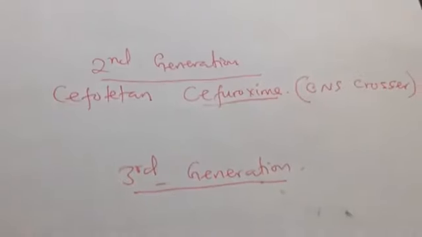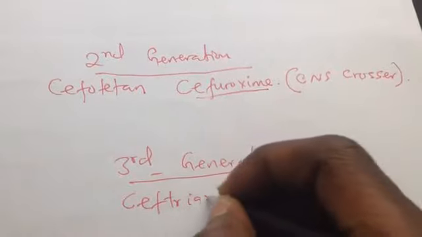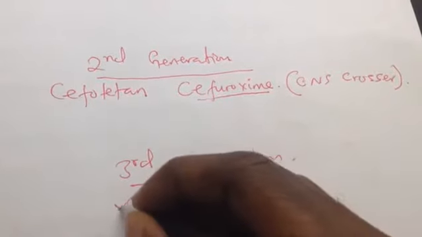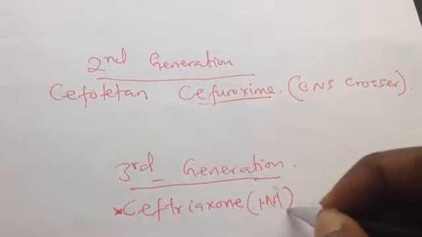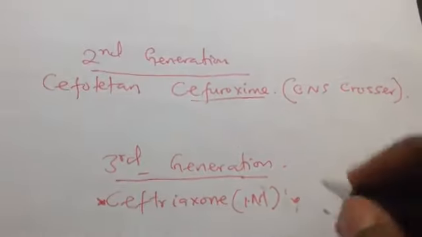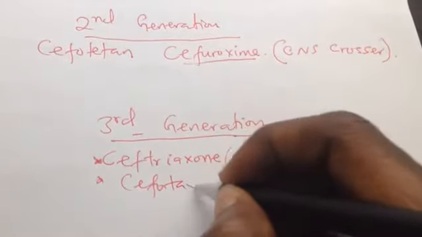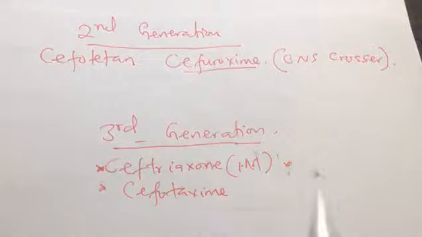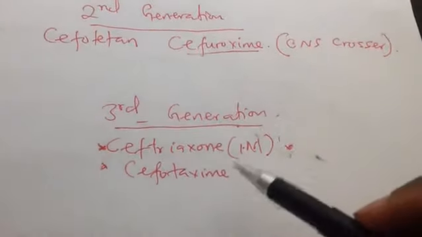So the third generation cephalosporin, most important drug, we have ceftriaxone. This is the most important, which is given IM. We have cefotaxime. So these are the most important drugs that are found in this class.